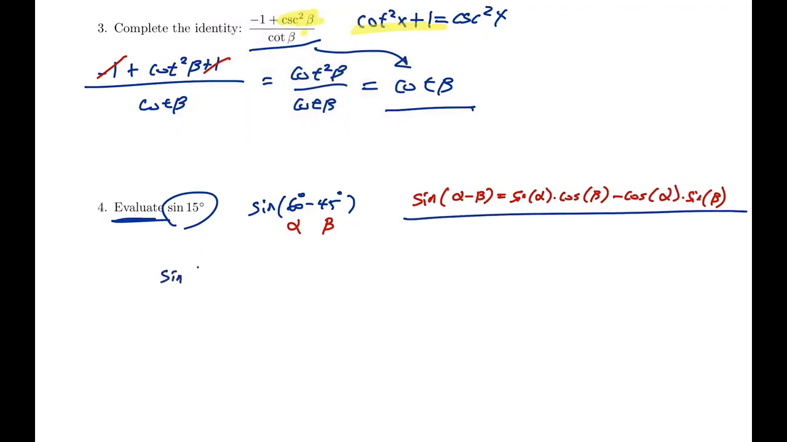So sine 60, well, let me write this. Sine 60 times cosine beta right here, cosine beta. Beta is 45, so 45 degrees. Minus cosine 60 degrees times sine 45 degrees.